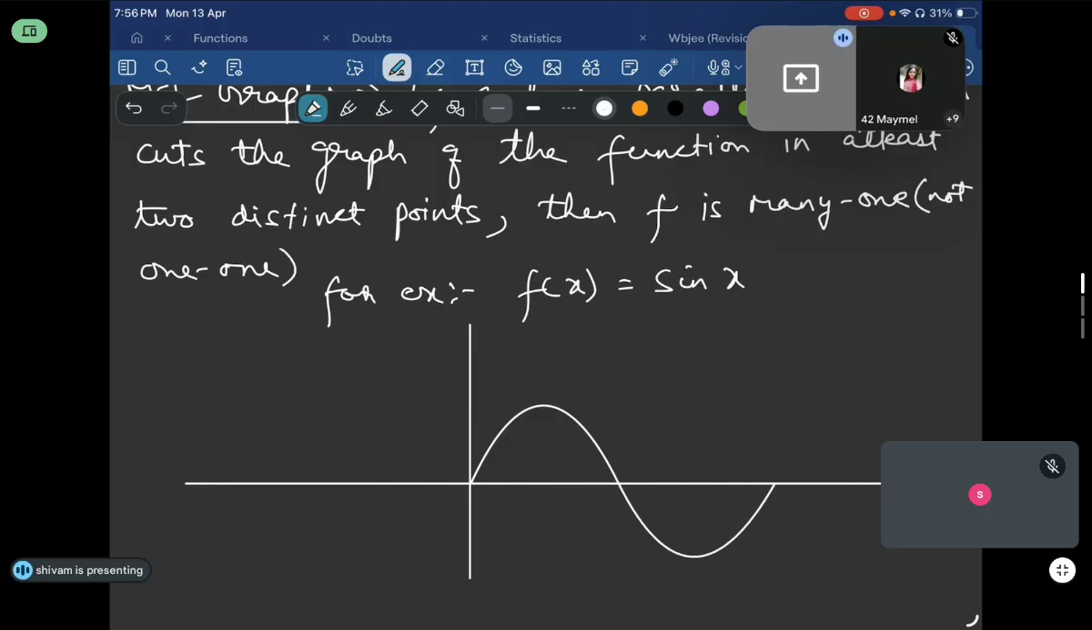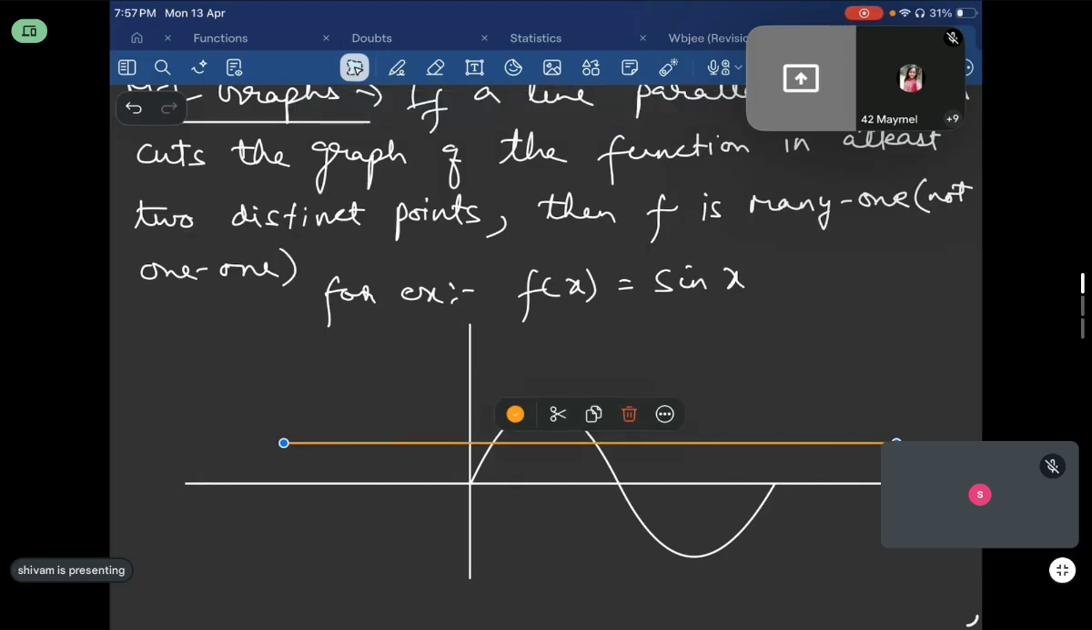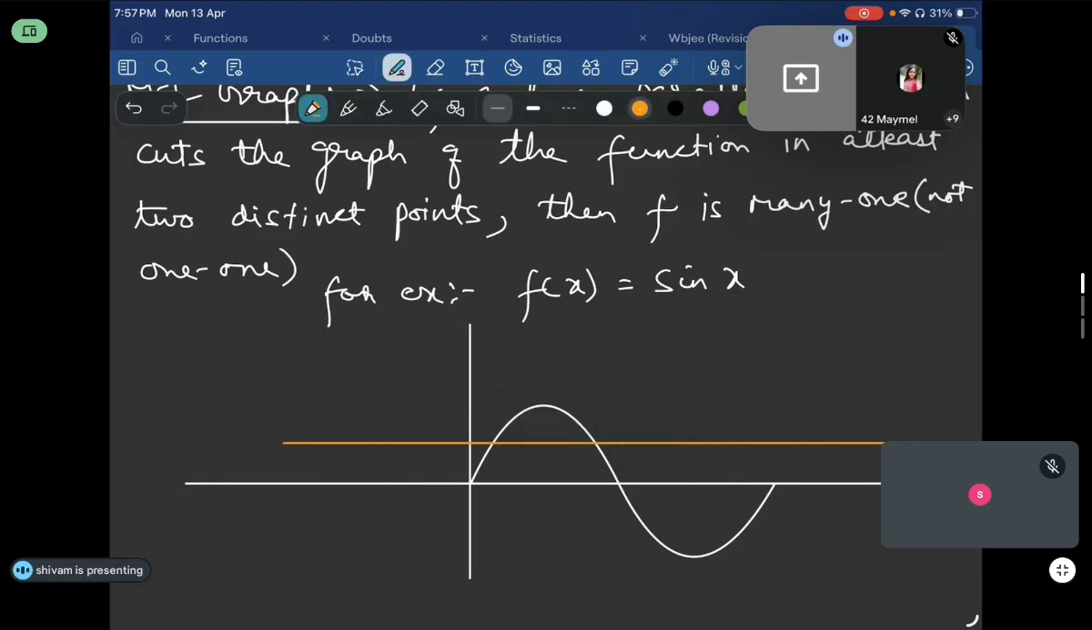So everyone, this is the graph of sine x. You draw the line y equal to half. Can you tell me the coordinates of this point and this point? What are the coordinates of this point?